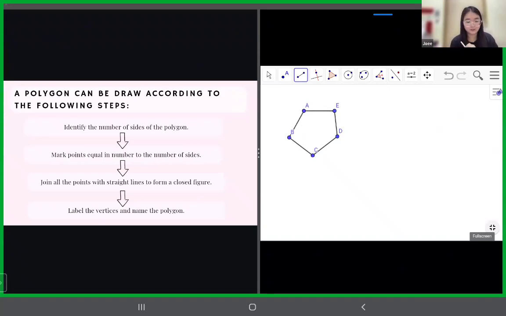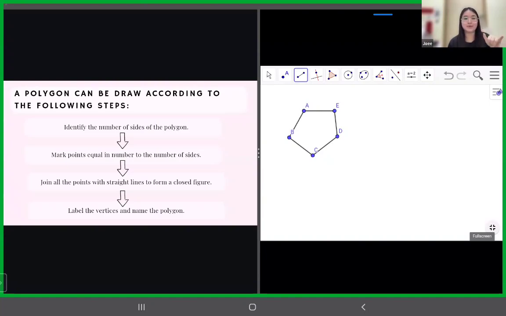After you have done the polygon, you need to label the vertices and name the polygon. Labelling the vertices means you just put any alphabet letter at each of the points. For example, here I put A, B, C, D, and E. Then to name the polygon, you see how many sides you have. We are drawing a polygon with 5 sides, so we will call it a pentagon. Now we draw one more example, a polygon with 6 sides.